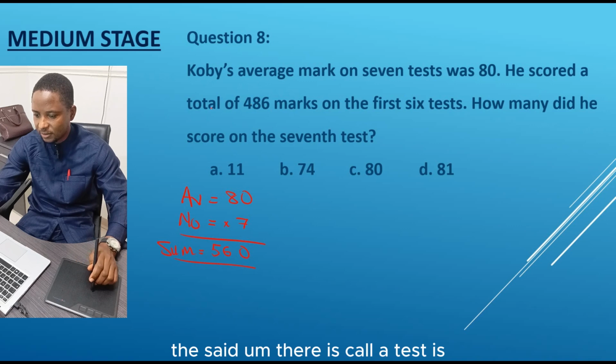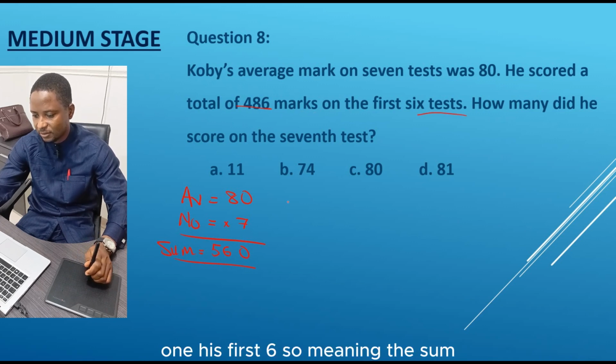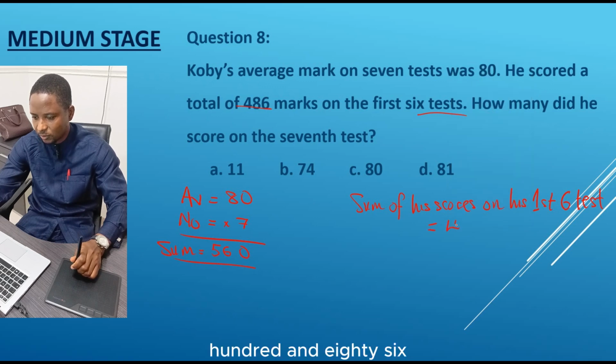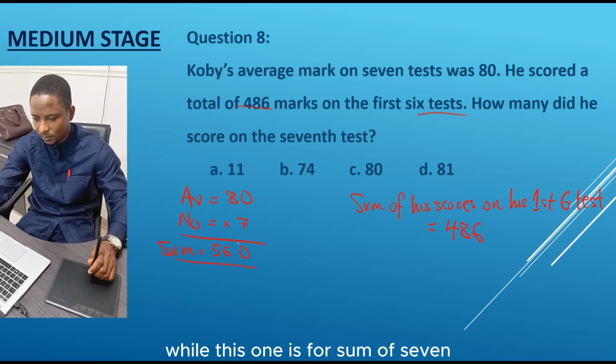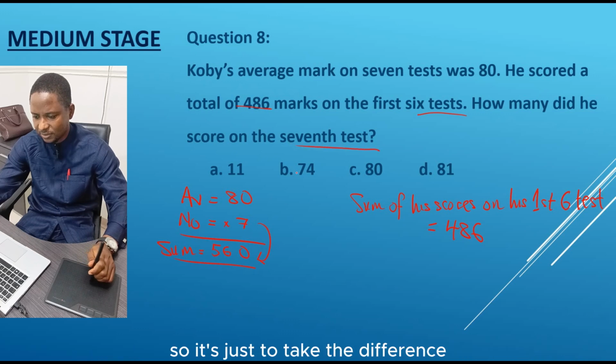All right. They said he scored a total of 486 marks on his first six tests. So meaning the sum of his score on his first 6 tests is 486, while this one is for the sum of 7. So now they're asking for the score on the 7th test. So it's just to take the difference.